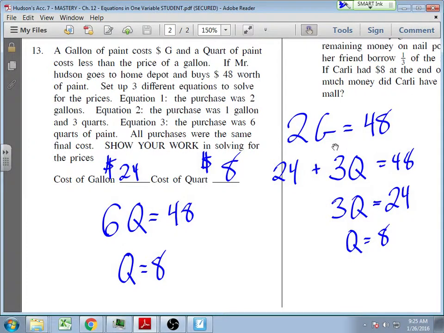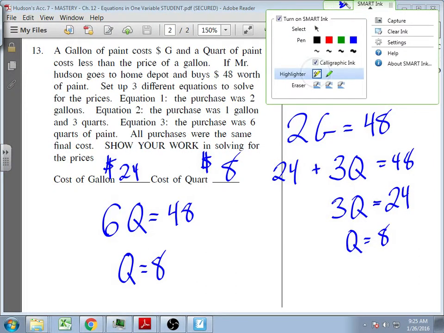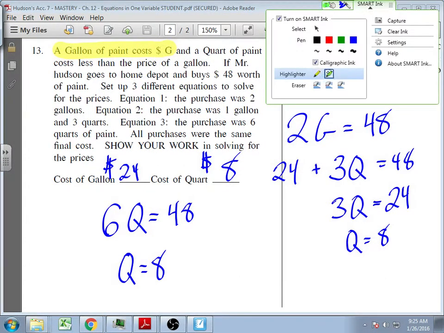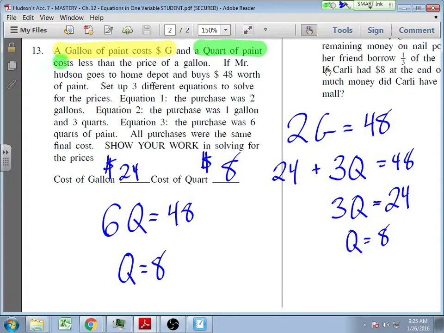Does this make sense now, what I was trying to communicate? All 3 purchases were the same final price, the cost of a gallon and a quart. So I mean, I was pretty clear. A gallon of paint costs G dollars. A quart of paint costs less than the price of a gallon.